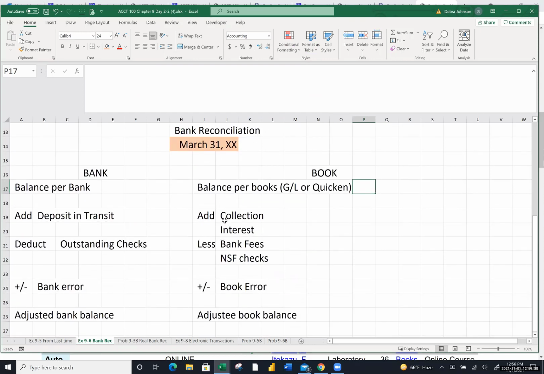The reason I call this an easy bank rec is because the author has disclosed all of the reconciling items to us. All we need to worry about is the placement. In real life, I don't have somebody coming into my cash account and saying, oh, here's a reconciling item. I need to find those. And that's what we're going to do on the next one after this.